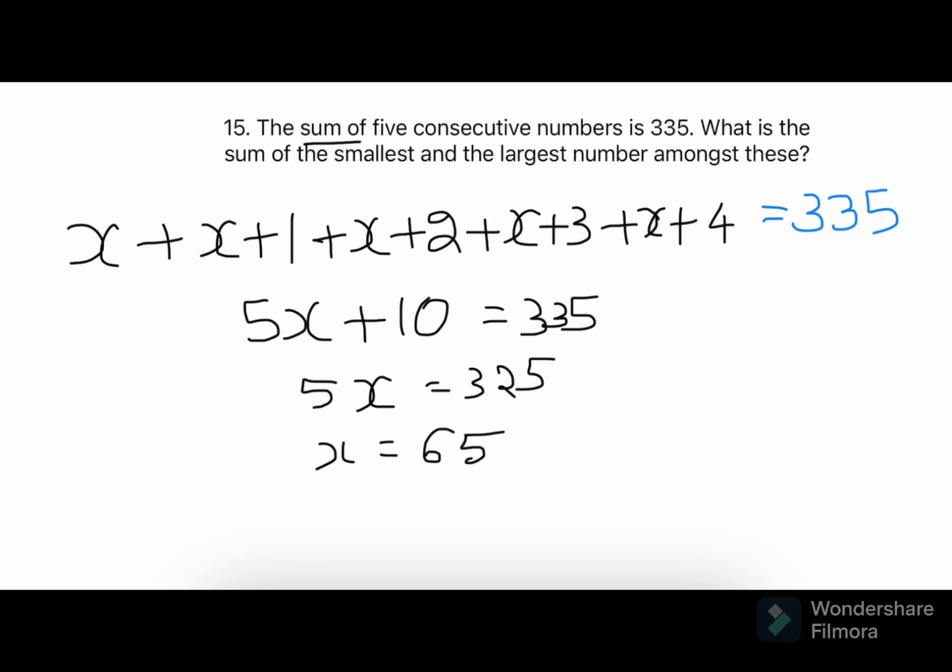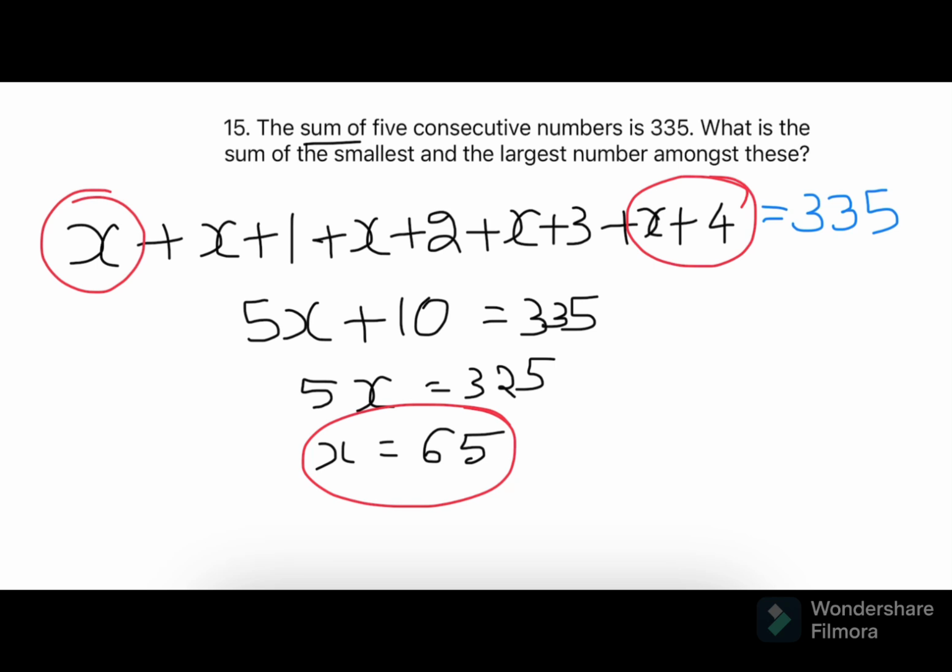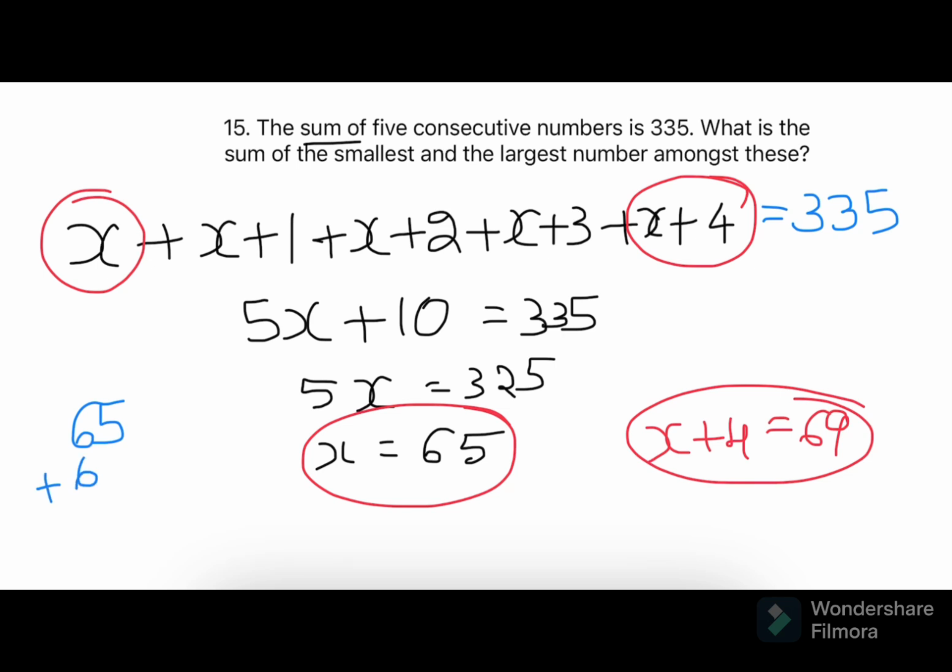Right. What is the sum of the smallest and the largest number is the question. We already got the smallest one, which is x, and the largest one is x plus 4. That is the largest number amongst these. So x plus 4 is equal to 69. So what is the sum of the smallest and the largest number? Meaning they are asking 65 plus 69, whose summation is equal to 134. Therefore, the final answer for this question is 134.